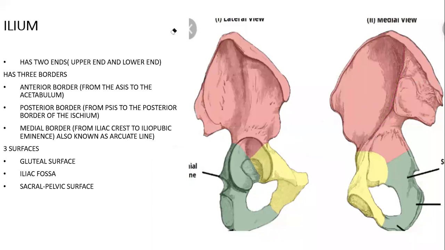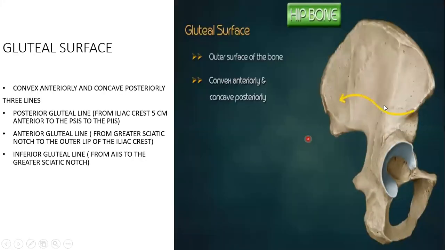So you have the gluteal surface, which is that surface there. When it comes to the gluteal surface of the ilium, it is convex anteriorly and concave posteriorly. So it runs like that. So convex, then concave posteriorly.